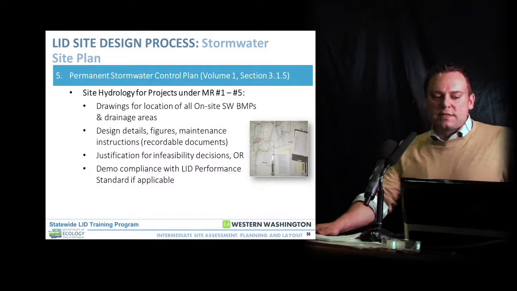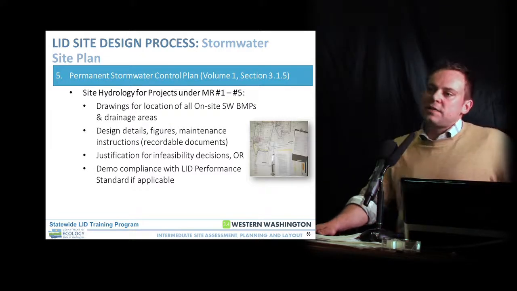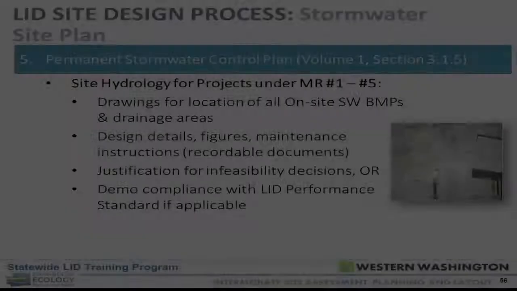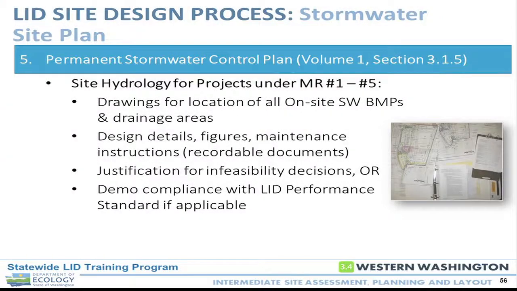So for small sites, what you're going to be required to provide in the stormwater site plan are drawings and locations for all on-site stormwater BMPs and the drainage areas to those BMPs. Provide your details, figures, and maintenance instructions for those projects.